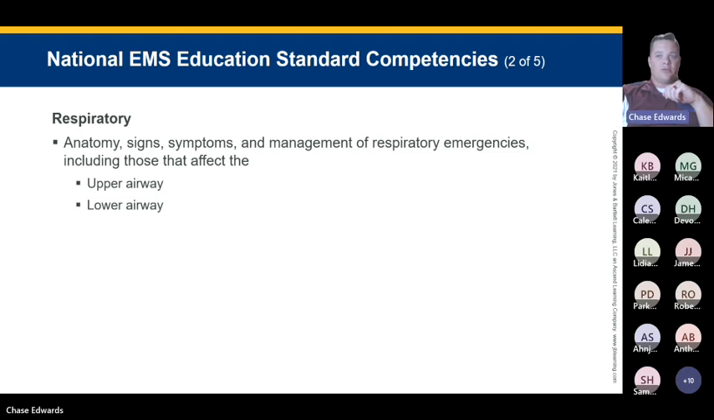In going over respiratory, we'll be hitting on some things like the anatomy, signs and symptoms, management of a respiratory emergency, and then we'll include emergencies that cover upper airway and lower airway. So emergencies from both upper and lower airway issues.